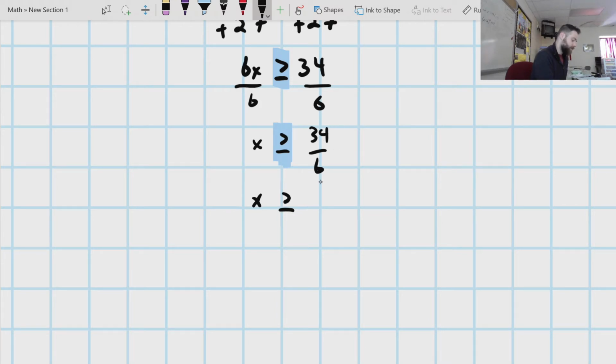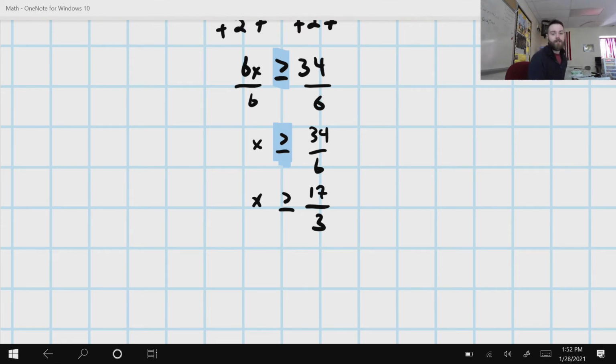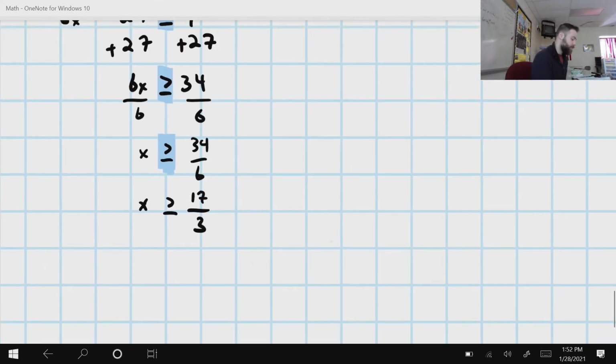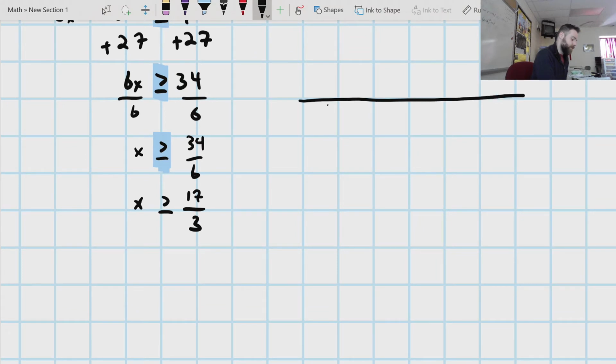So I get 17 over 3. I think that's correct. Yeah, that's correct. So I've got 17 over 3. And so now I need to graph 17 over 3. But if I'm unfamiliar with that, then what I'm going to use is the decimal approximation of 17 over 3, okay, to find out where it is on the number line. So we're going to do that together.